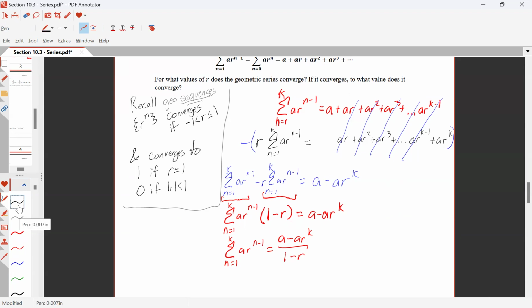First thing I'm going to note here is r cannot equal 1. Because if r equals 1, we are dividing by 0. So we are ruling out the case where r equals 1 from our geometric series being able to converge. So the sequence converges at 1, but so we don't divide by 0, the series cannot converge at r equals 1.